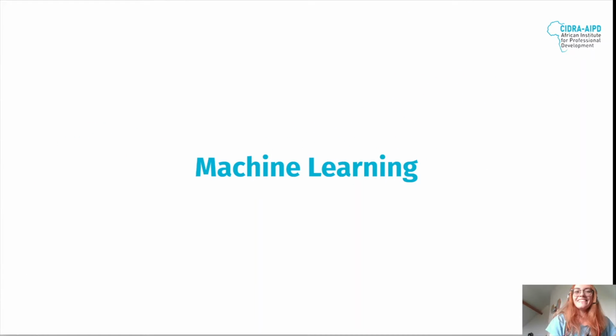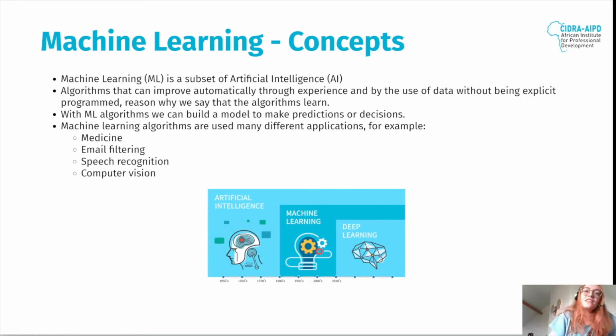Let's begin then. What is machine learning? Let's start with some concepts before we go into the R part of this module. Machine learning, or ML, is a subset of artificial intelligence, or AI. You can see on this chart that I added at the end of this slide that artificial intelligence was first developed in the 1950s. Of course, it was more the theory behind it, as we did not have the technology that it requires to be what we recognize as artificial intelligence today.